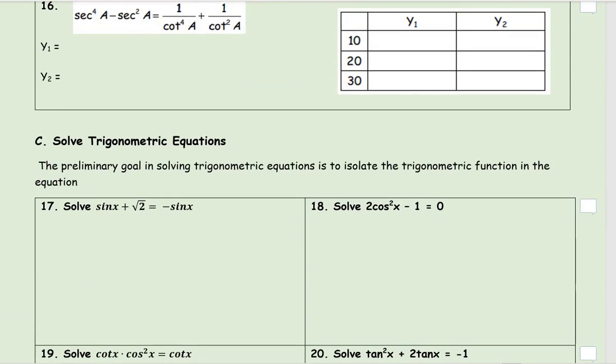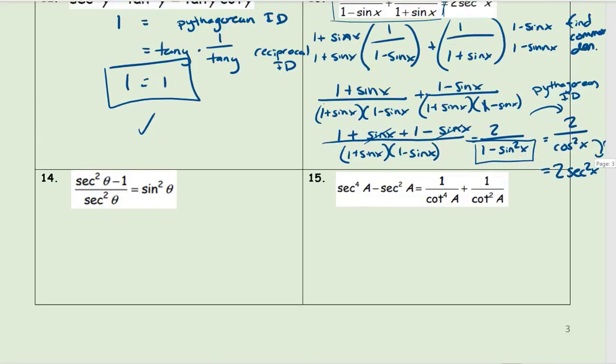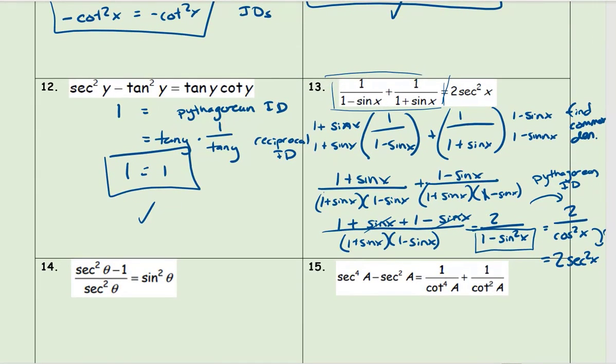Oh boy, we went all over the place here. We use the reciprocal identity here, and I just ran out of room, and I'm not going to mess around with it again. Okay, so we actually proved that the left side is equal to 2 secant squared x. So we have officially proved that one side is equal to the other side. Okay, so we're starting to get a little bit more difficult. I'm sure you guys noticed now.